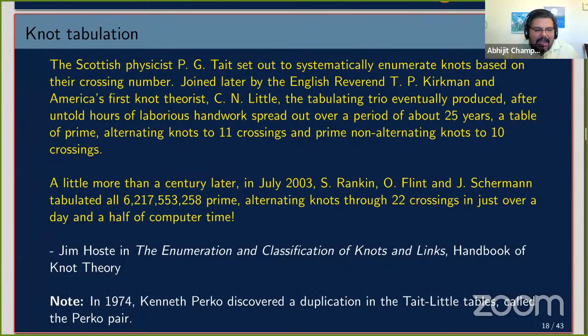Yes, I just wanted to add a note with this tabulation, which Tait, Kirkman, and Little did over 25 years. They only had one error, which is quite amazing. So in 1974, Ken Perko discovered a duplication in the Tait-Little tables. Now it is called the Perko pair.